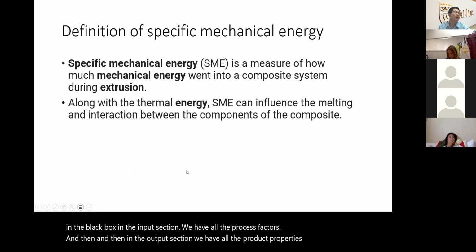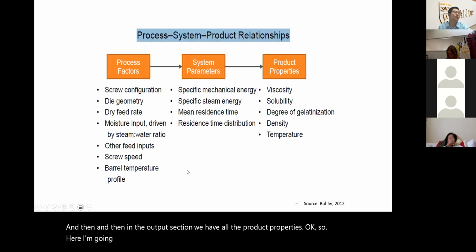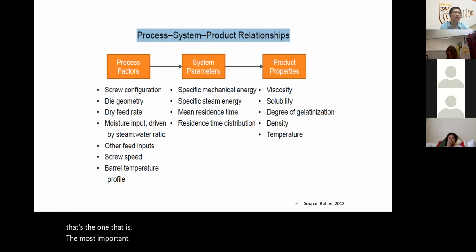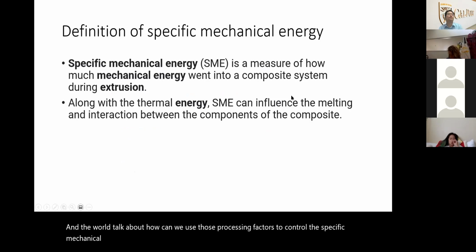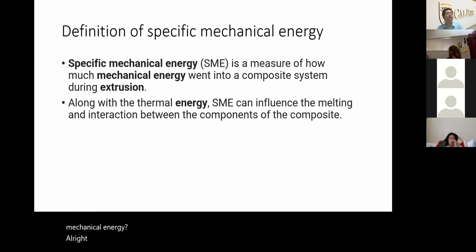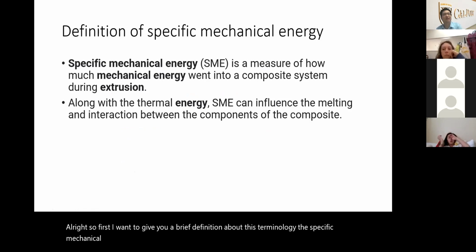Here I'm going to focus on specific mechanical energy as the system parameter, because that's the most important one in a lot of extruders. We'll talk about how we can use those process factors to control the specific mechanical energy. First, I want to give you a brief definition of this terminology, the specific mechanical energy. Usually we call it SME.